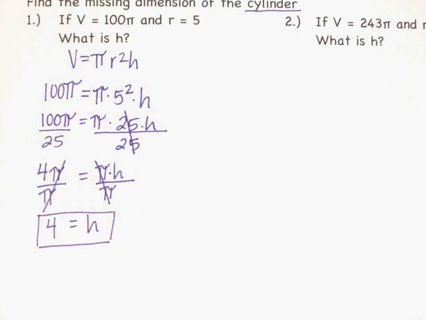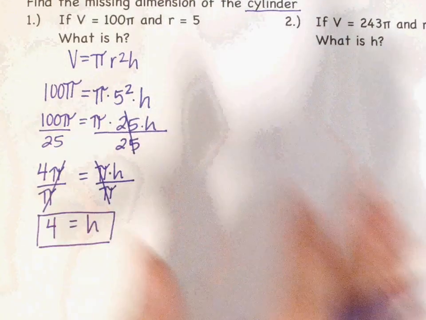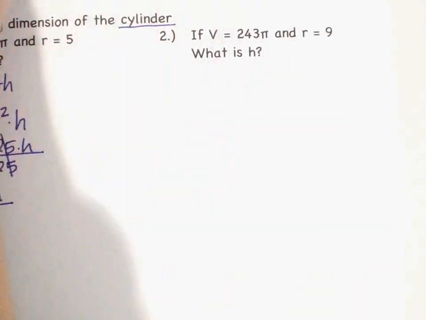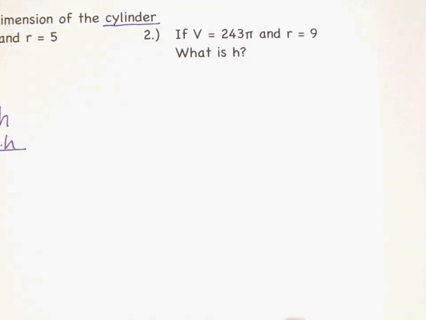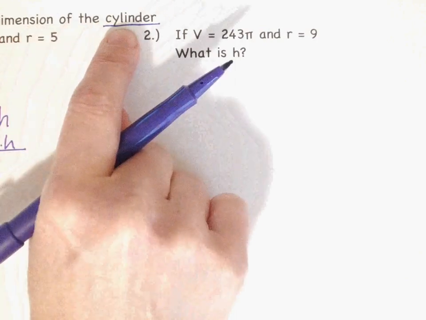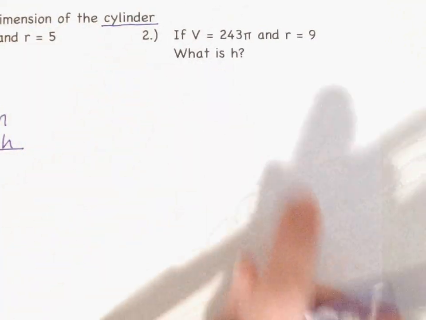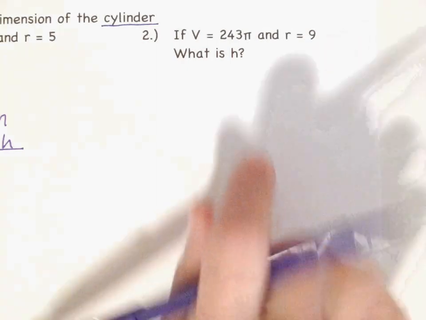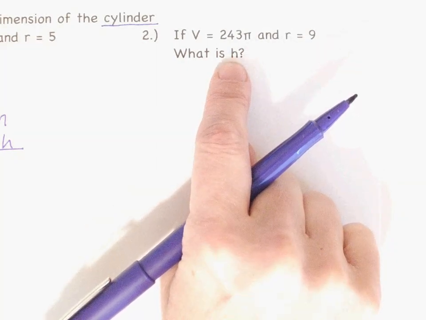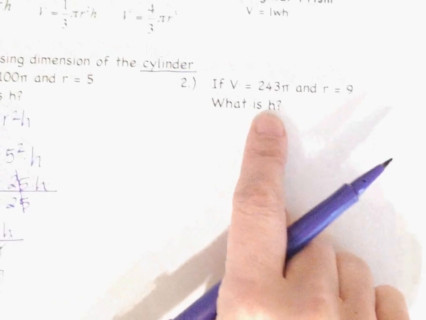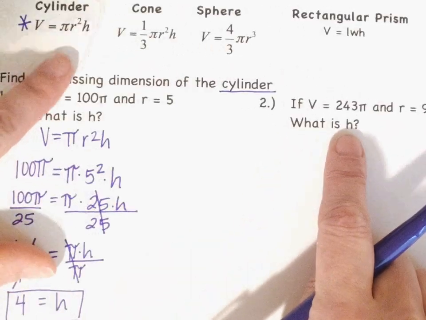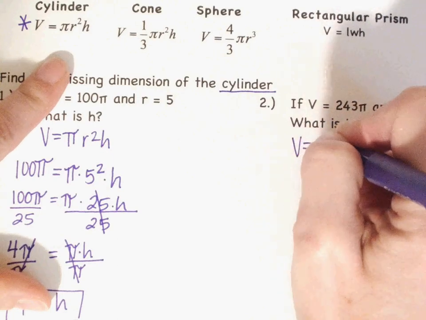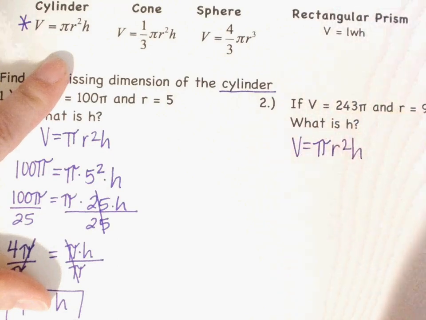Let me try this again for number 2, just to really make sure that you understand what I went through. So number 2 is just like what we did with number 1. So we're going to find that missing dimension of a cylinder. They give me information, what the volume is, what the radius is, and they're asking for what is height. So my very first step, again, is I'm going to take that cylinder formula right over here and recopy it. So volume is equal to pi r squared h.